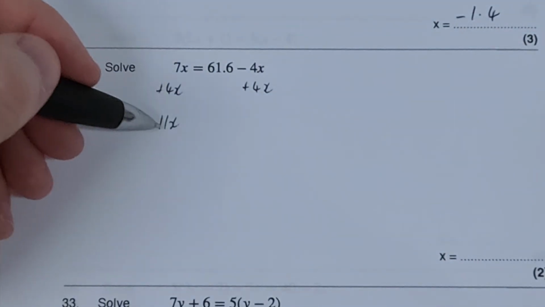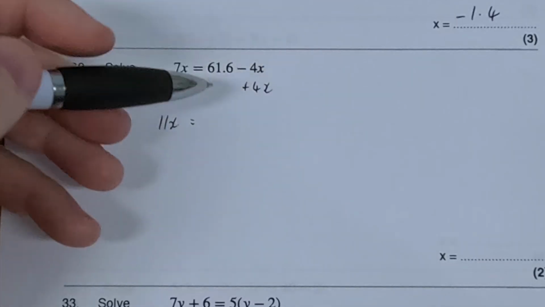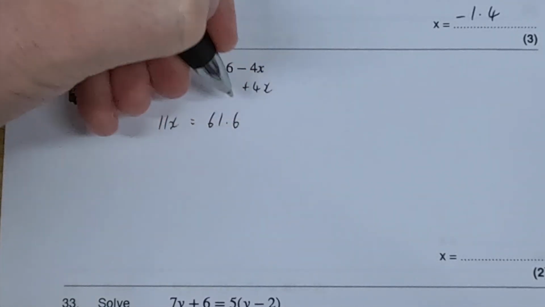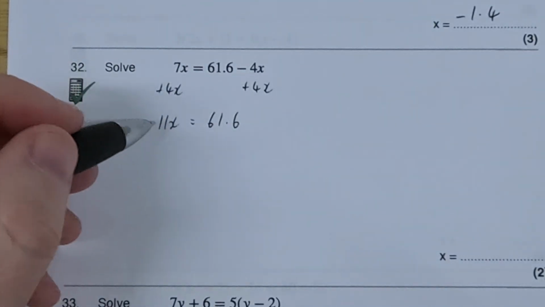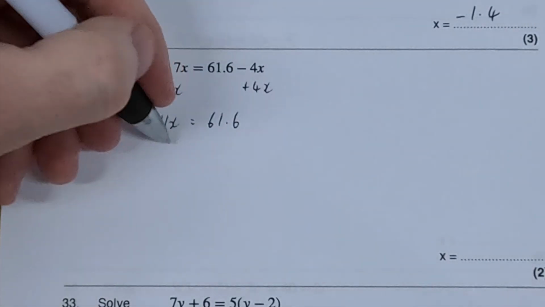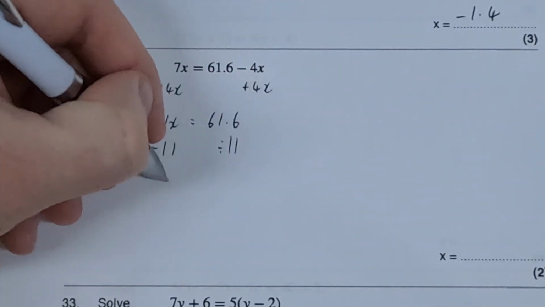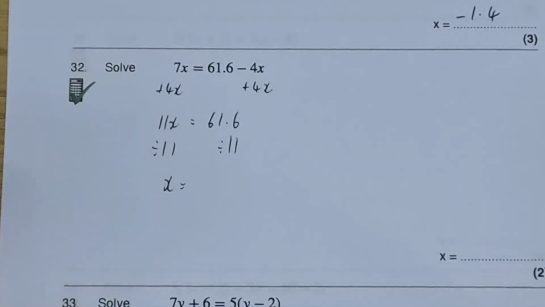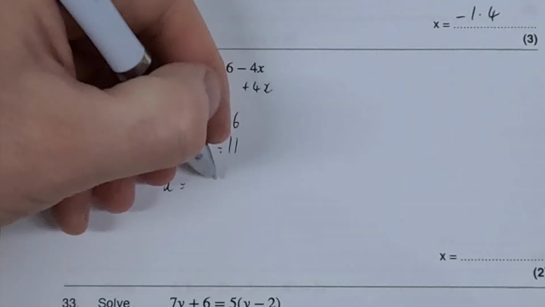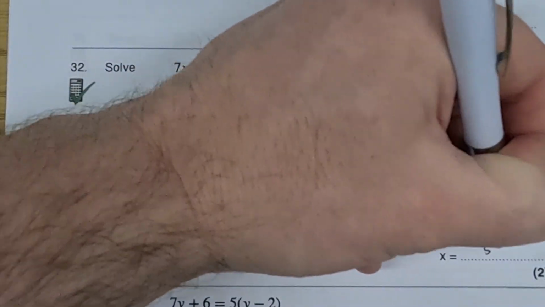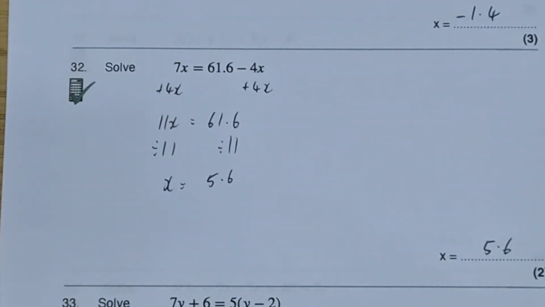7x plus 4x is 11x. And then on this right-hand side, we're adding 4x to get rid of the minus 4x. So we're just going to be left with 61.6. Now we want to get rid of this multiplied by 11 to get the x on its own. So we're going to divide by 11 and divide by 11. And so we're going to get on the left-hand side x, and on the right-hand side, it's a calculator question. So that's quite nice. We can just do 61.6 divided by 11 is equal to 5.6, so 5.6 or 28 over 5, but I'm just going to write 5.6. And that's it. We've solved that equation.